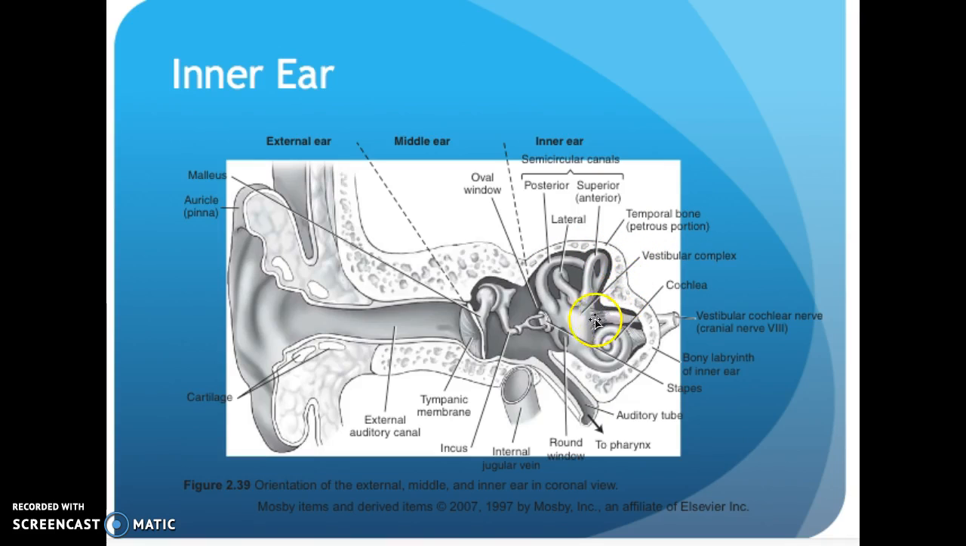Vestibular complex, cochlea. I want you to know your stapes, your round window, your auditory tube. That one slide back a few showed that really well. You have your incus and your tympanic membrane, important to know. And then of course your external auditory canal.